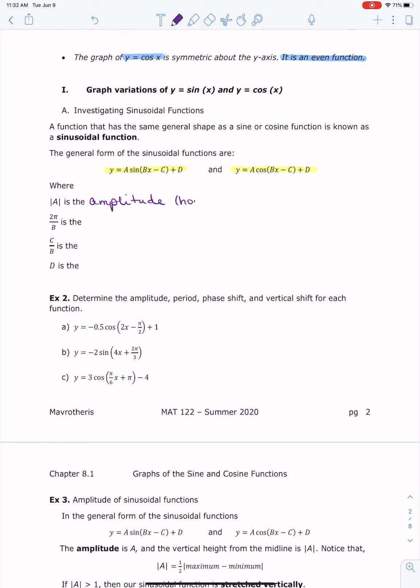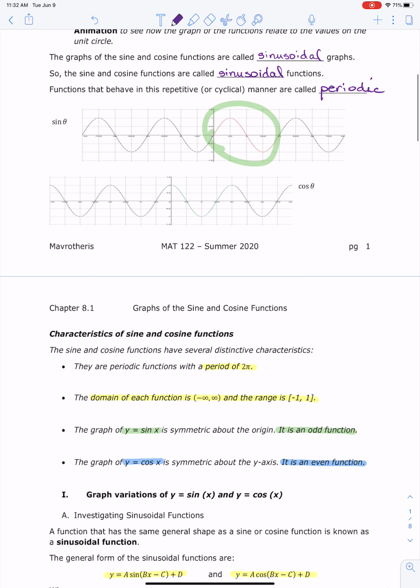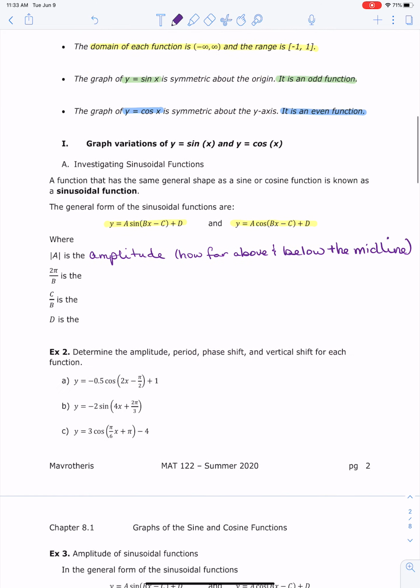So this is how far above and below the midline. And so now you're going, wait a minute, what's a midline? And it is, go with your gut, it's what you think it is. Let's go back up to one of these graphs. The midline is the line that just runs through the middle of the graph. Looks exactly the same above and below, maybe offset a little. For any parent function, the midline's going to be the x-axis. As we move things around, that midline's going to change.